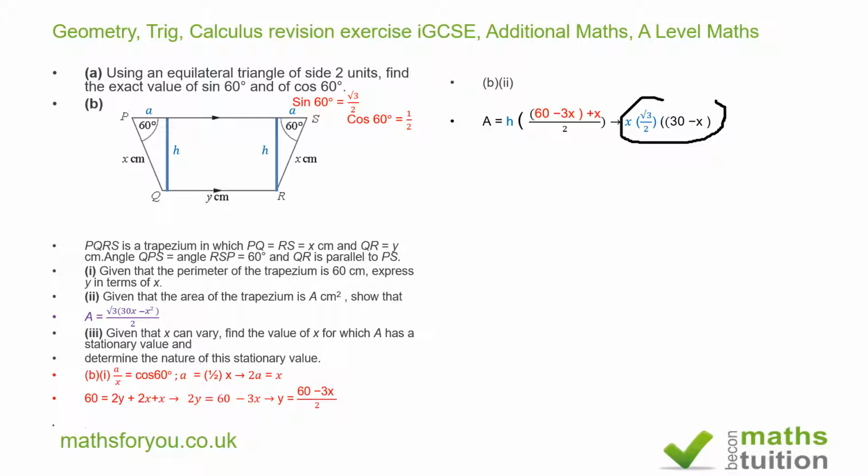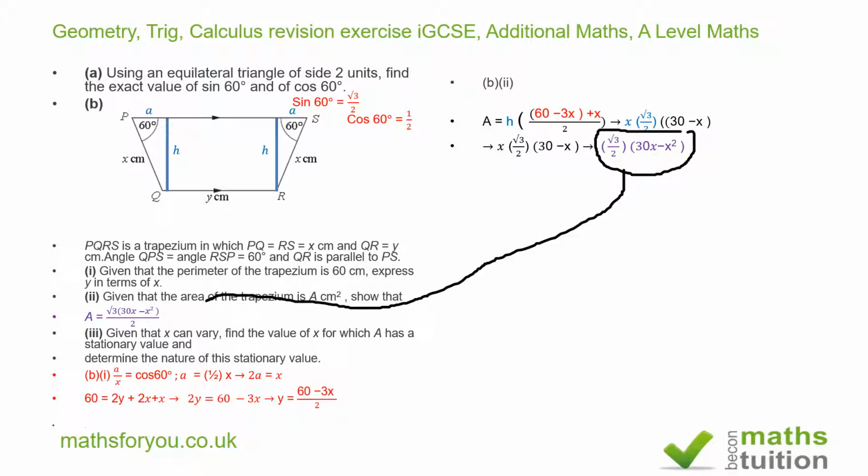Now I'm going to copy that down again. And now if we multiply 30 minus x by x root 3 over 2, we get root 3 over 2 multiplied by 30x minus x squared. And that is what's required for this bit there. Okay, moving on. For the last part, we want to find where the turning point is.